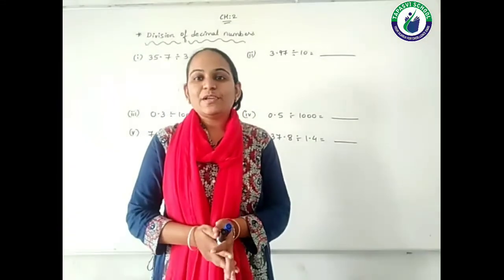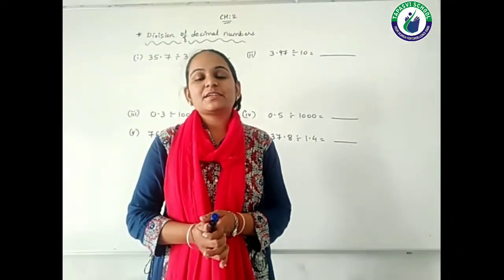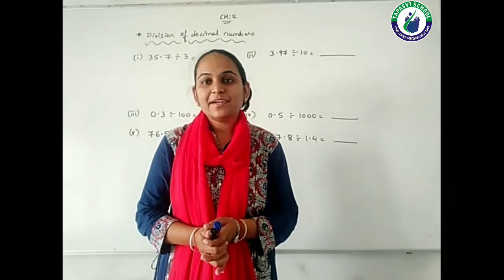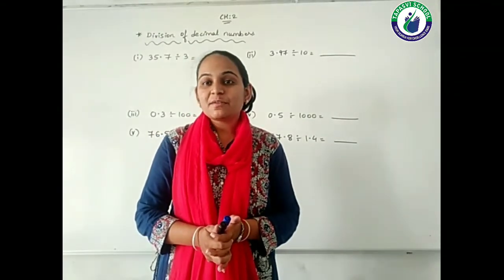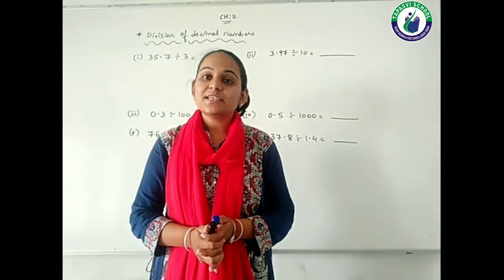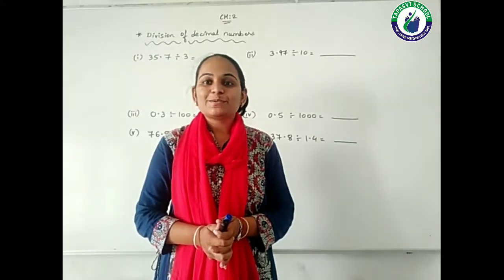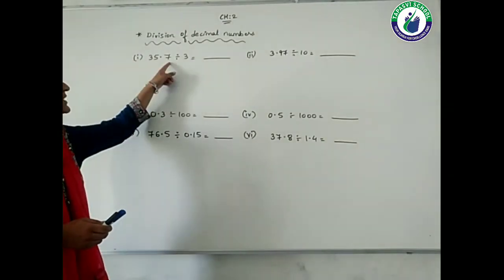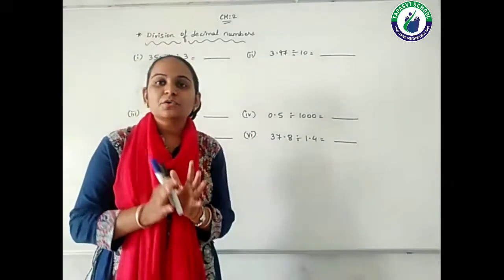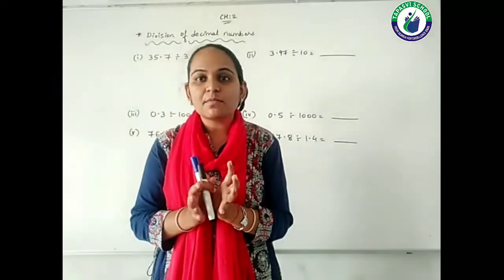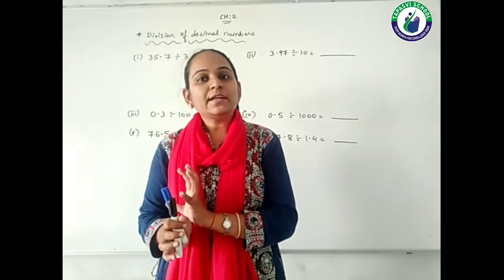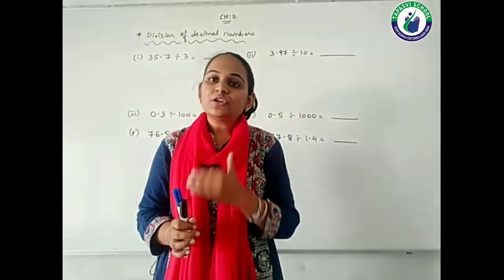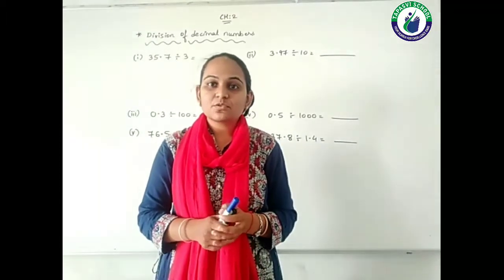Okay students, now we are going to understand the topic that is division of decimals, right? You all know how to do the division, but here you need to do the division in decimal numbers, right? So let's see the questions. First question is 35.7 divided by 3. You have to treat this as a normal number only, and the way you are dividing, you have to divide that only. Later on, we will keep the decimal point. Is it okay to all of you?